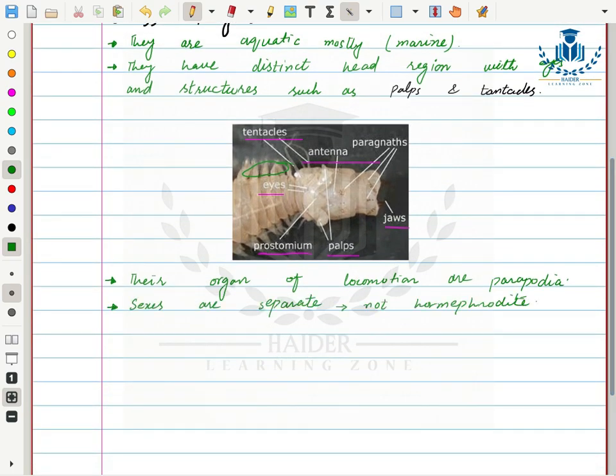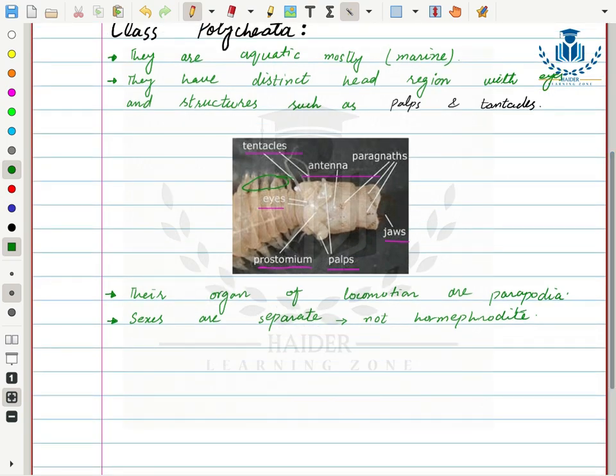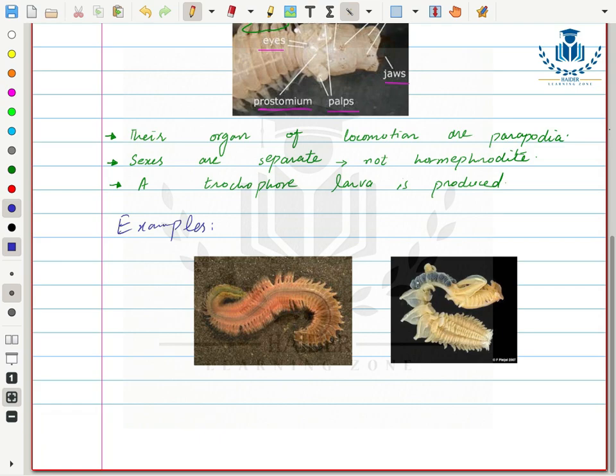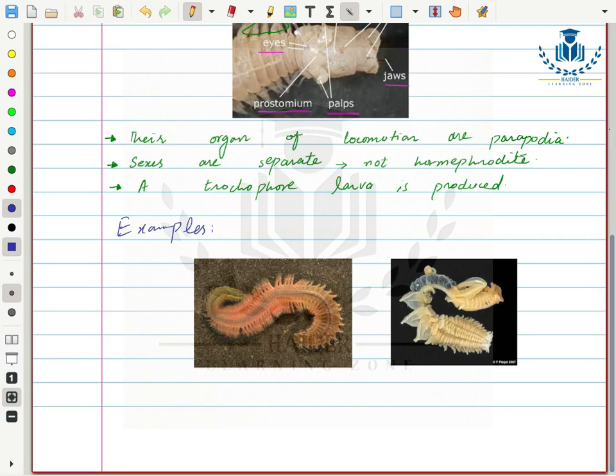In the organisms of class Polychaeta, sexes are separate. It means that the organisms are not hermaphrodite. There are two distinct sexes, male and female. Furthermore, a trochophore larva is also produced during their life cycle. Now we will move on to the examples. So here are the examples of organisms included in class Polychaeta. This is Nereis and this is Chaetopterus.